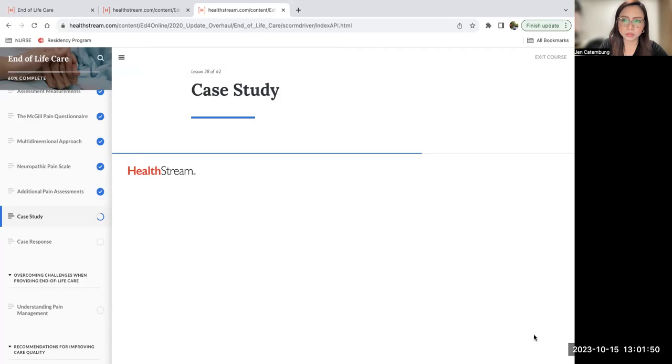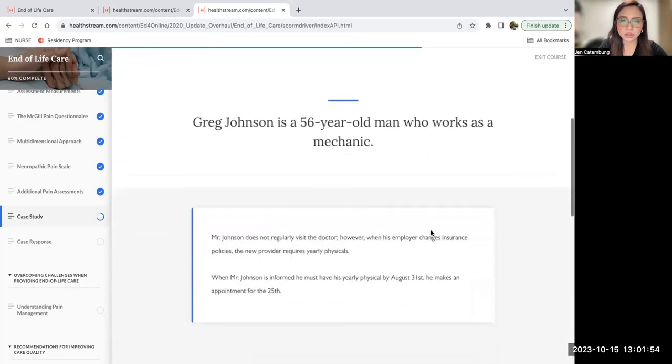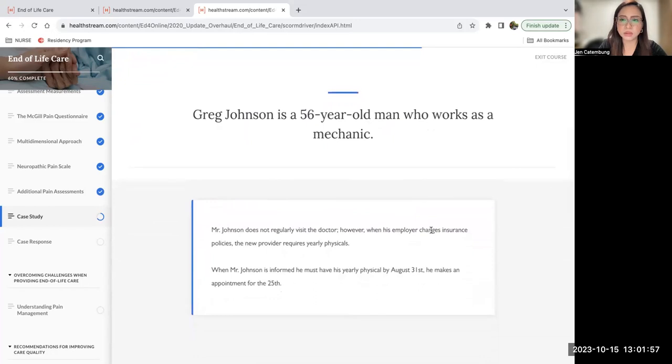Case study. Greg Johnson is a 56-year-old man who works as a mechanic. Mr. Johnson does not regularly visit the doctor. However, when his employer changes insurance policies, the new provider requires yearly physicals. When Mr. Johnson is informed he must have his yearly physical by August 31st, he makes an appointment for the 25th.